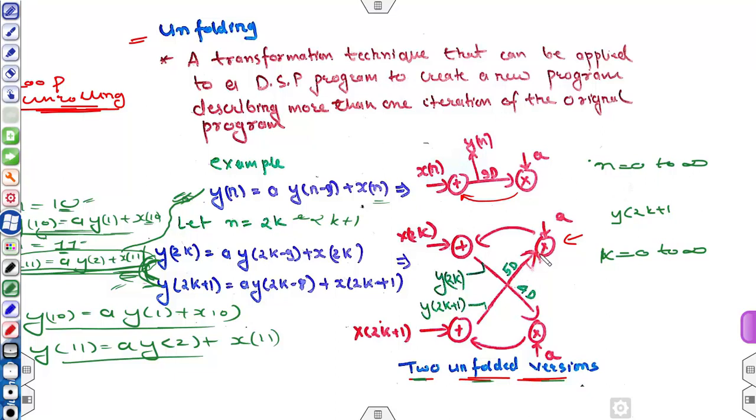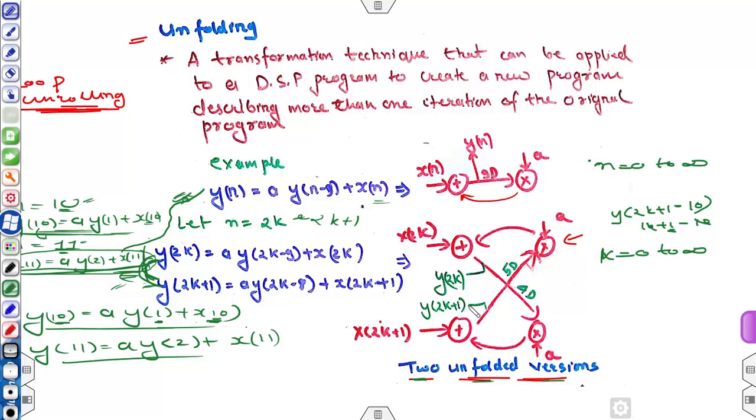Okay, since this is 2 times unfolded, this 5 will be multiplied by 2, so minus 10. So if I take k equal to 5, 5 into 2 is 10, plus 1, minus 10. So this is y of 1. For k equal to 5, this is y of 1, and this will be x of 2k, that is 10.